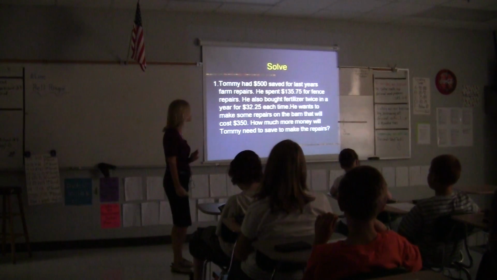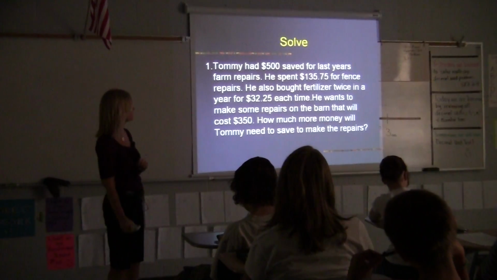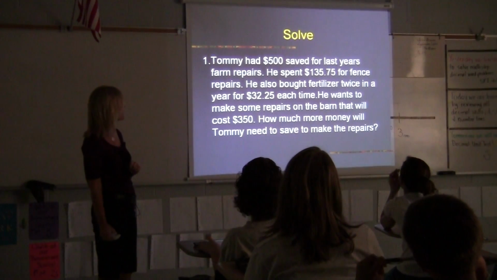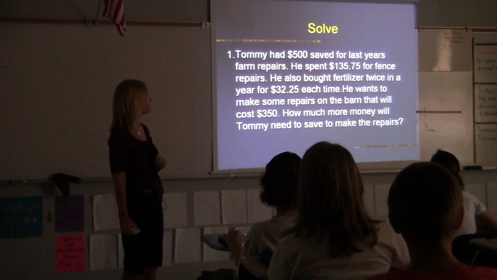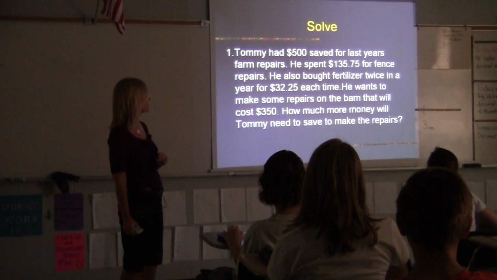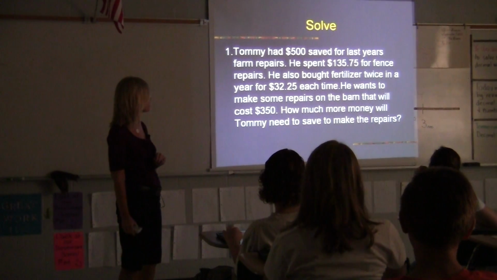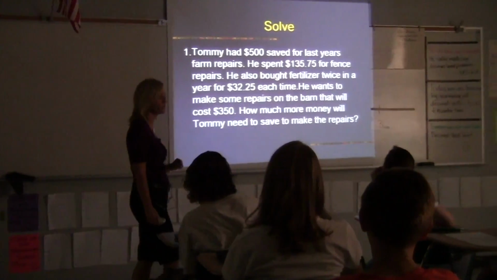saved for last year's farm repairs. He spent $135.75 for fence repairs. He also bought fertilizer twice a year for $32.25 each time. He wants to make some repairs on the barn that will cost $350. How much more money will Tommy need to make the repairs?